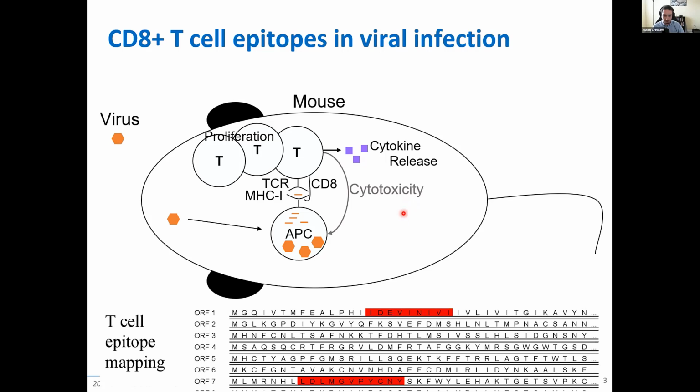So if we're looking at the set of viral proteins and we're interested in what peptides in this set are actually going to be epitopes and trigger this immune response, we have to understand what's going on inside the cell a little bit further. And we would call the peptides that are presented naturally presented MHC class 1 ligands.